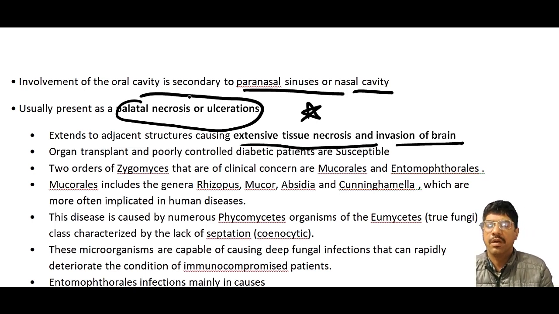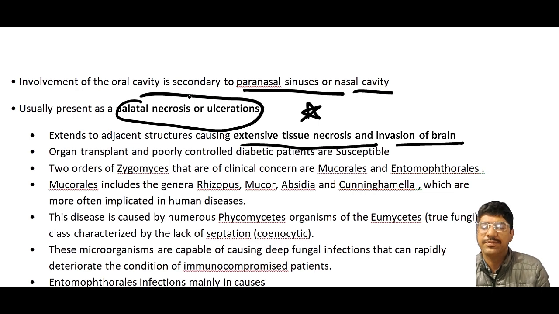Mucormycosis is an opportunistic infection that affects people who have a weakened immune response. It is more common in cancer patients, especially those with lymphoma, and in conditions like renal failure, organ transplants, AIDS, cirrhosis, diabetic patients, etc.